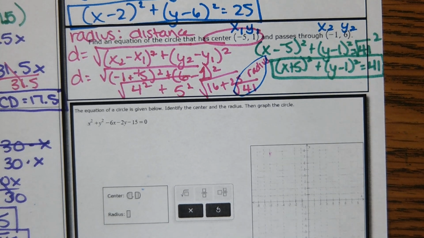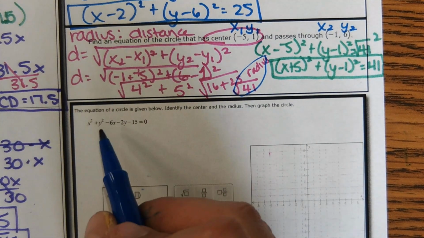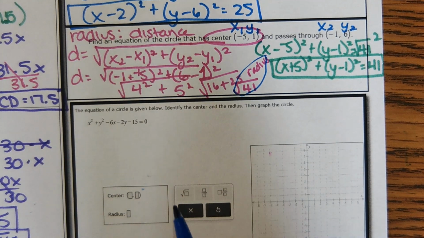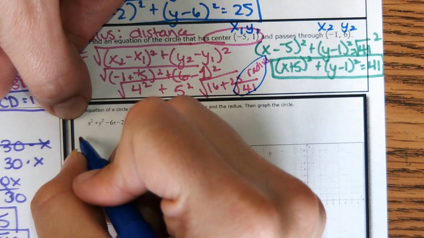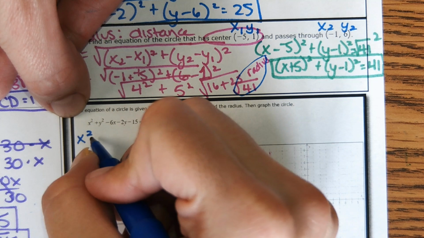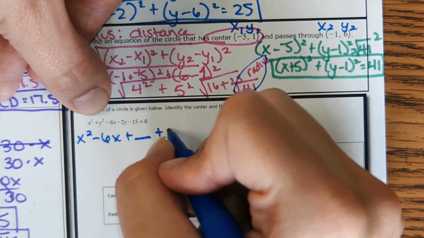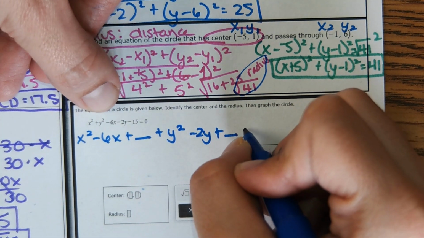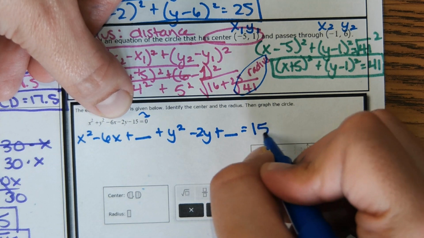Okay, the last one is the one with the most steps. You definitely need to practice this if you haven't. It gives you the general form. You have to change it into standard form so that way you can pull the center and radius out and then graph it. Also a very common test question. So the process is group your x's with your x's. So we have x squared minus 6x plus blank. And then your y's with your y's, y squared minus 2y plus blank. And then this negative 15, we just put it on the other side of the equation. We get positive 15 over here.